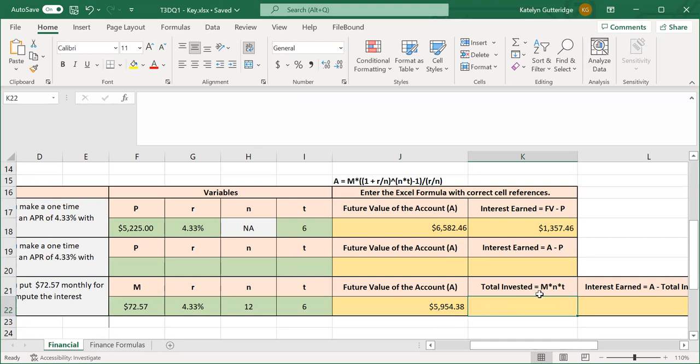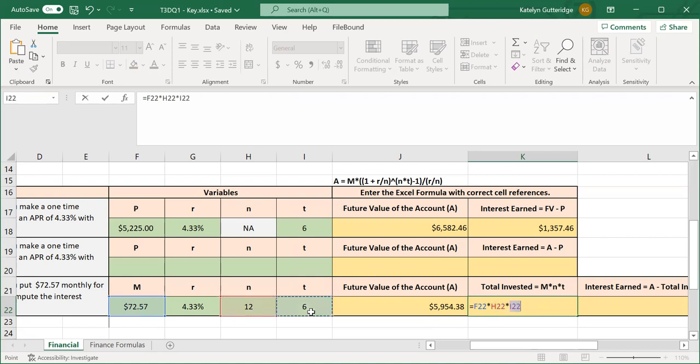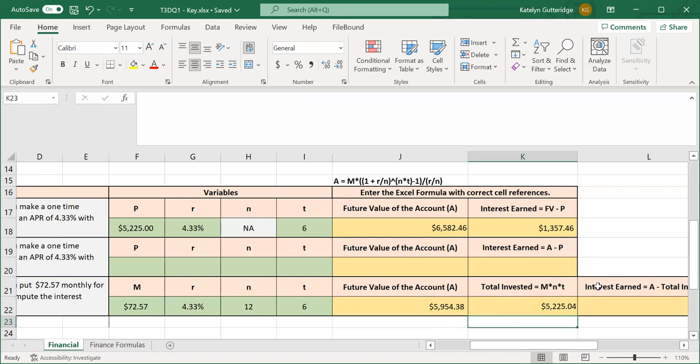So we're going to follow the formula M times N times T, the amount of payment we had times the number of compoundings times the number of years. So start with your equal sign, click on that monthly payment amount, type your star, click on the number of compoundings, type your star, click on the number of years, and then hit enter. All right, so in total, I invested $5,255.